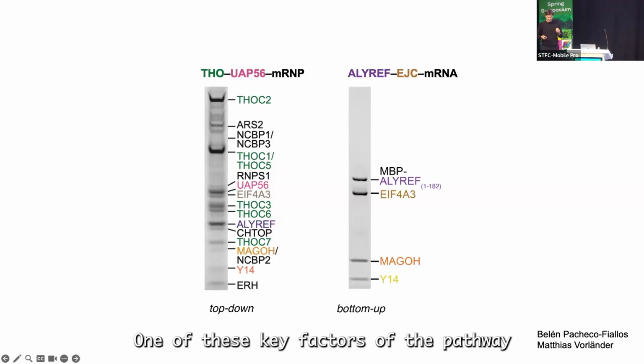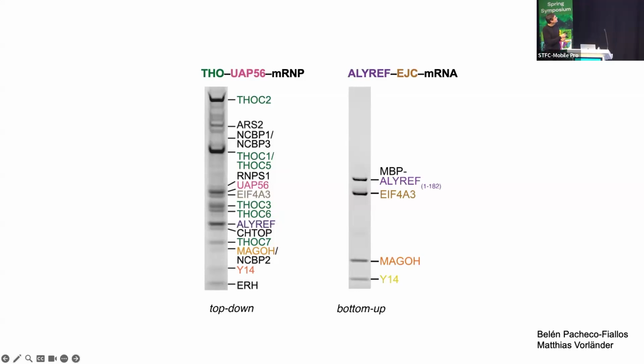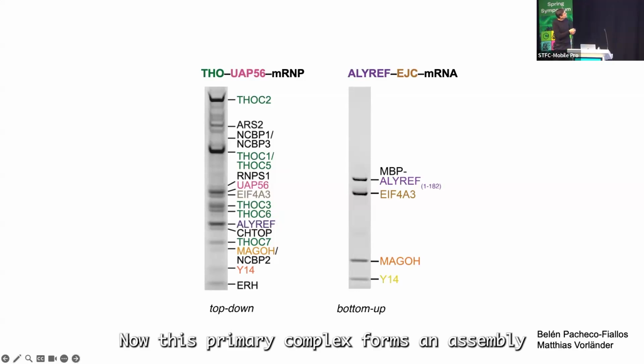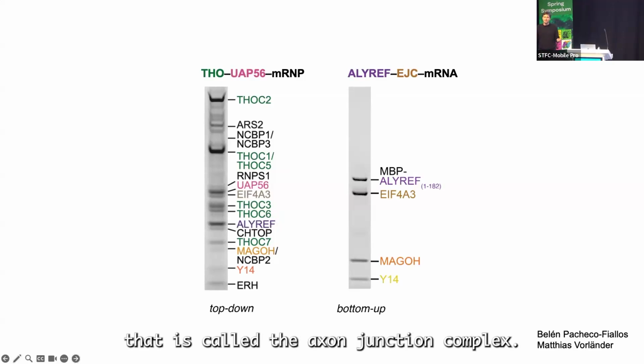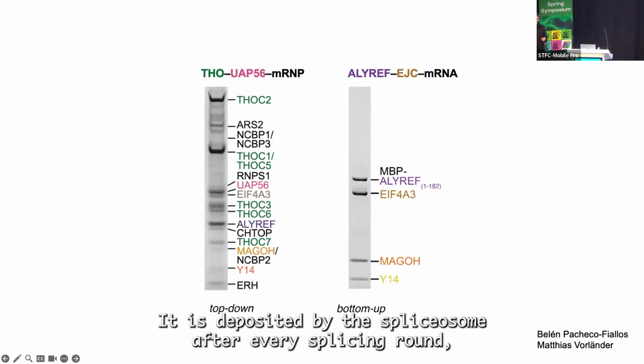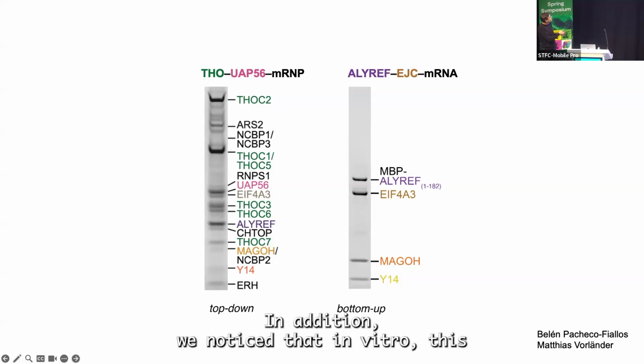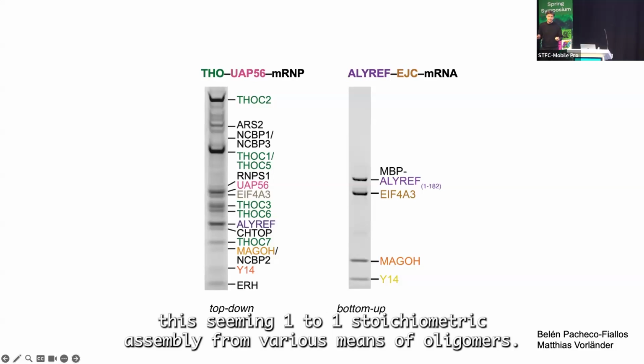One of these key factors of the pathway, ALYREF, engaged with this trimeric complex only when this complex was engaged with RNA. Now, this trimeric complex forms an assembly that is called the exon junction complex. It is deposited by the spliceosome after every splicing round, making it one of the most frequent markers of a mature messenger RNA. In addition, we noticed that in vitro, this seeming one-to-one stoichiometric assembly formed various means of oligomers.